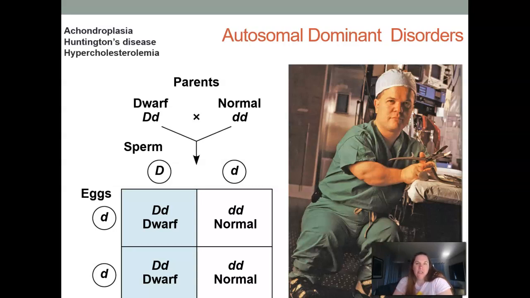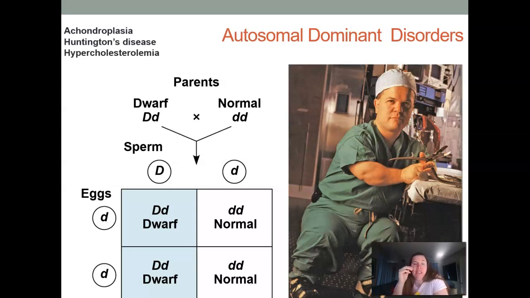So these are disorders that lead to some bad or not ideal outcome. Three examples of a dominant disorder would be achondroplasia, which is a type of dwarfism, Huntington's disease, which is a really painful, lethal disease that adults can get, and the onset, I think, starts in your late 40s. And then a cholesterol condition called hypercholesterolemia, which leads to lethally high levels of cholesterol in the individual that has this allele.